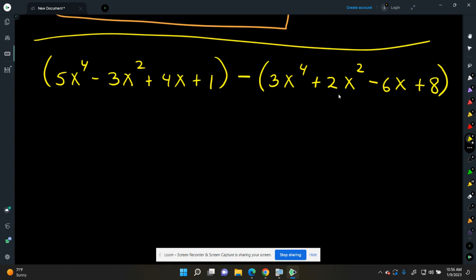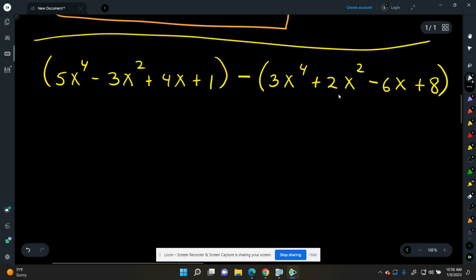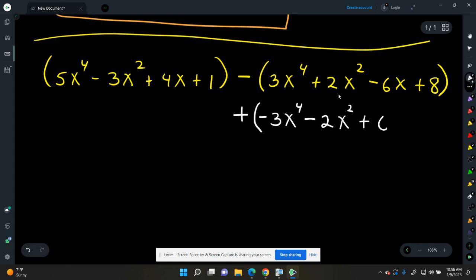There are many ways to approach this problem. Okay, but for now, what we're going to do is we're going to change this minus to a plus, and then we're going to change the sign of everything inside that second parenthesis. So everything inside the parenthesis that comes after the minus. So this becomes a negative 3x to the fourth, minus 2x squared plus 6x minus 8.